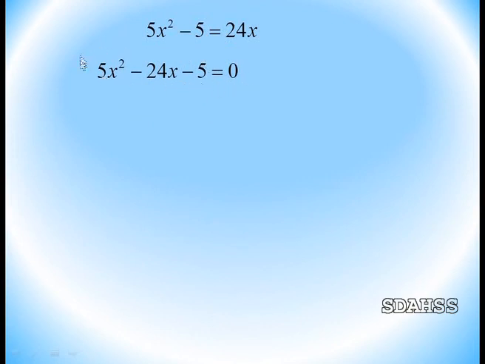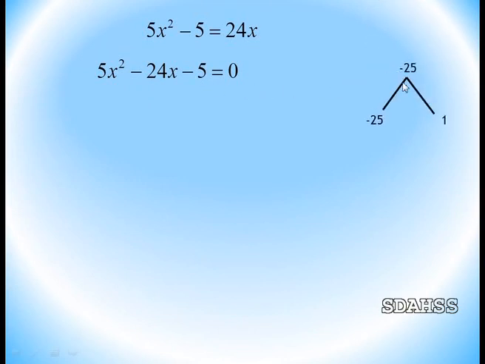This equation is of the form ax square plus bx plus c equal to 0. Factorize. Here sum is equal to minus 24 and the product is minus 25. Multiply the coefficient of x square and the constant term. So you have 5 into minus 5, minus 25.